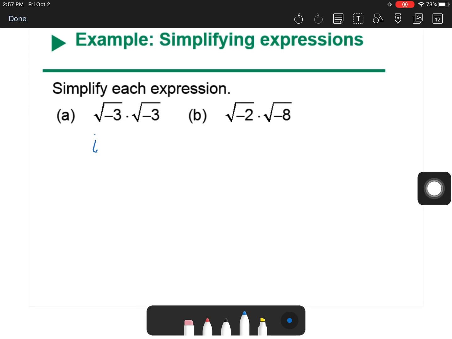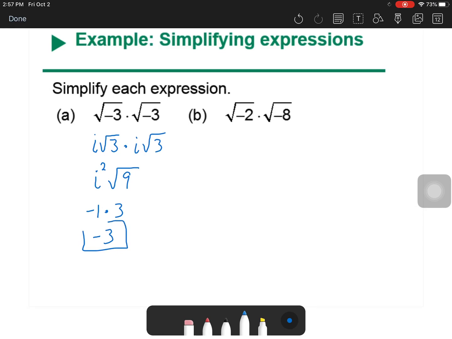So what I mean is we want to pull the i out, so I'd have i times root 3 multiplied by i times root 3. And so I want to multiply the i times i first, and then the 3 times 3, so I'd have i squared times root 9. All right, now what we said before, i squared is -1, and then we know that the square root of 9 is 3, and so our answer is going to be -3.